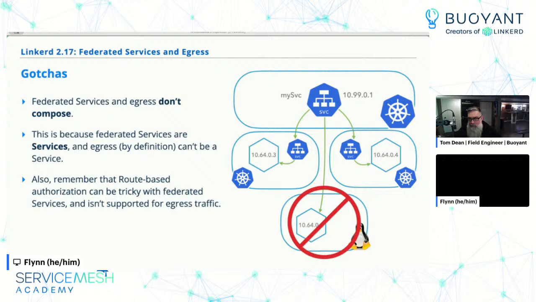Also, as we showed in the demo, remember that route-based authorization can be tricky with federated services. Route-based authorization is actually not supported at present for egress traffic, because authorization gets enforced by the incoming proxy, and there is no incoming proxy for egress traffic. At the same time, it's meaningful to want specific egress controls for specific workloads, since not every workload has the same egress controls. The best way to deal with that right now is to take advantage of the fact that egress networks are namespaced.